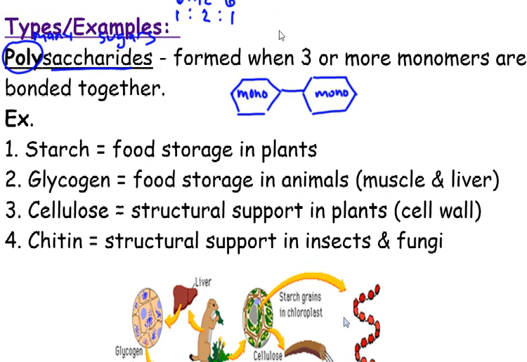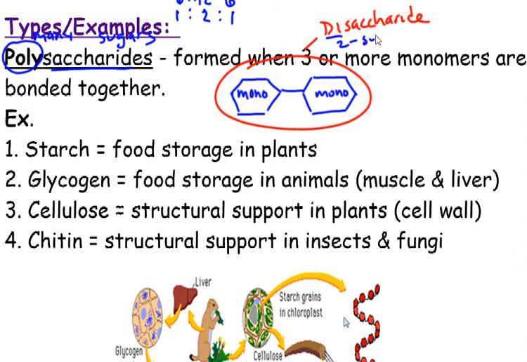We would call this, bonded together, a disaccharide, which means two sugar. And that's when you hit words like sucrose, lactose, words you might have heard before. But when we talk about polysaccharides, these are going to be the most complex ones. So we have four major ones that we're going to discuss.